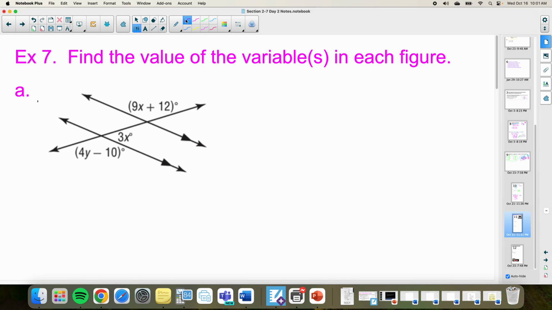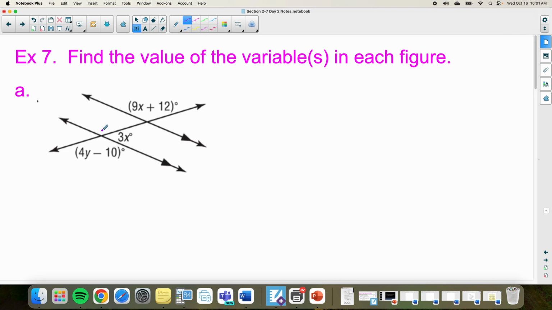No, they're not any of those 4 types. So that is when I take one of them and I move it. I could either move the 9x plus 12 down to this spot right there, or I could move the 3x up to this spot right here. Either way you want to do it. I think I'm going to put the 3x right here.